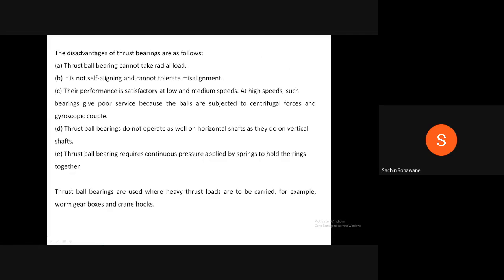The disadvantages of thrust bearings are as follows. First, a thrust ball bearing cannot take radial load. Second, it is not self-aligning and cannot tolerate misalignment.